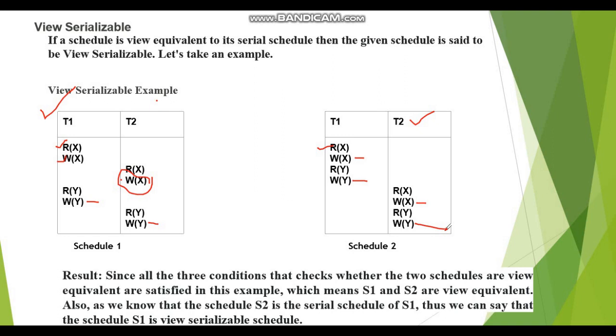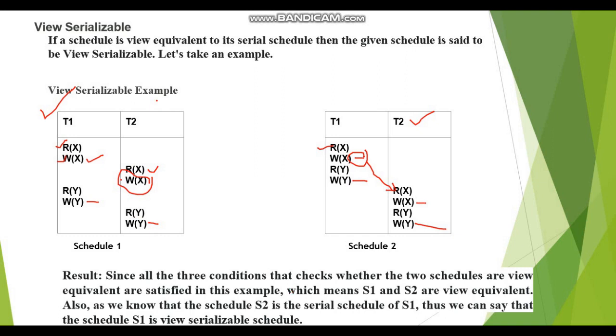Update read. Here, if transaction T1 is writing on data item X, then T2 is reading data item X. T1 writes, T2 reads. Let's see whether the same holds here. Yes, T1 is writing, and here T2 is reading this updated value. So obviously all three conditions are satisfied. That's why we can say that schedule S1 is a view serializable schedule.